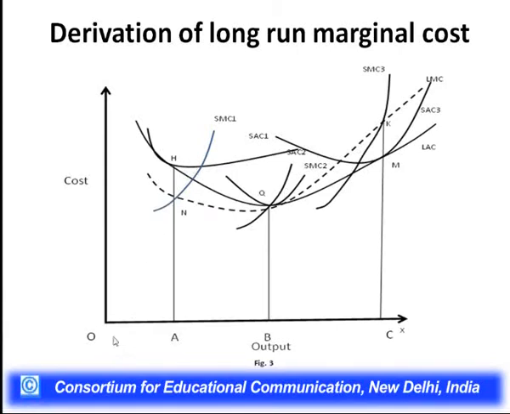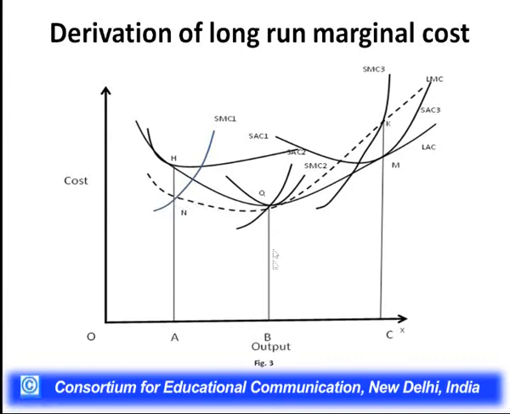Now we see when the output is OA, here the SAC is tangent to LAC and AH is the average cost. But what is the marginal cost? We have to see what is the relevant short run marginal cost at this point. It is up to AN, where SMC is cutting this line of output. At OA this is AN, this is the first point. Here this is the marginal cost.